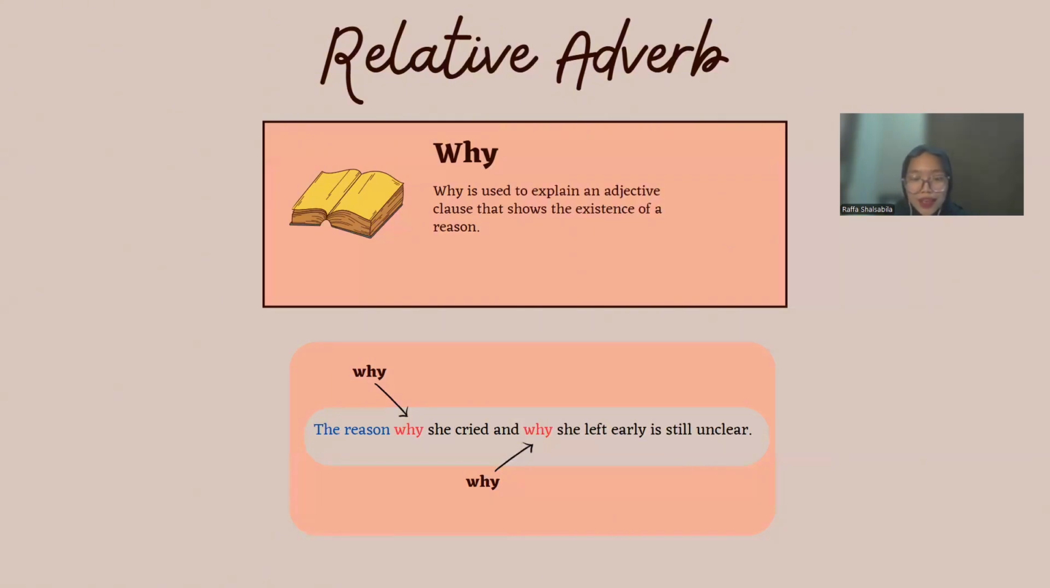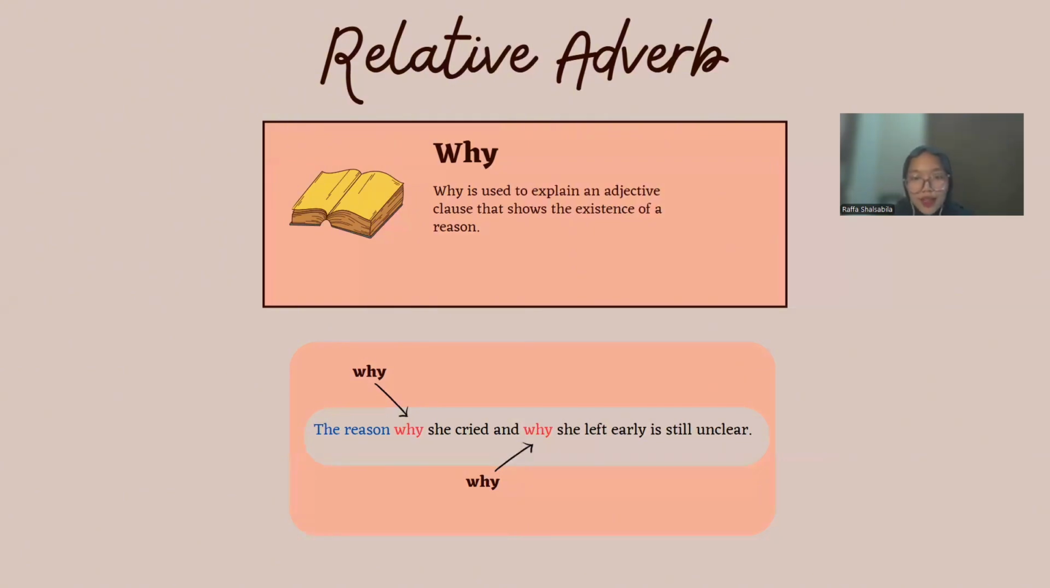The second sentence is she left for a reason. She as subject, left as verb, and for a reason as object. And the third sentence is the reason is still unclear. The reason is subject, is as verb, and still unclear as object. Then it is put together with a more straightforward SVO structure.